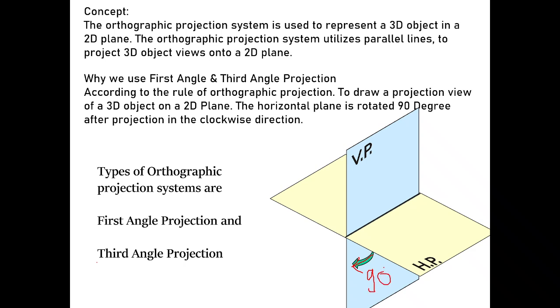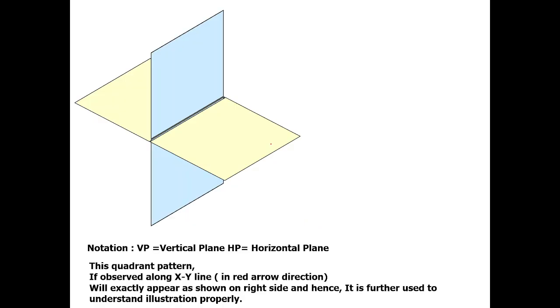After taking the projection, that means once you get the projection here, you have to rotate this by 90 degrees in the clockwise direction. So these are the notations: VP is used for the vertical plane, HP is used for the horizontal plane. They are intersecting, and that is the XY line.